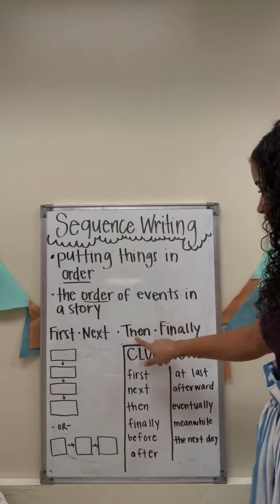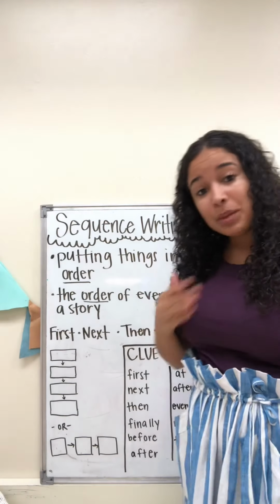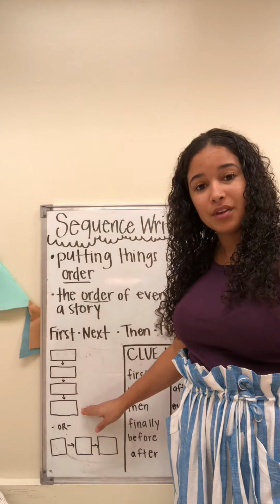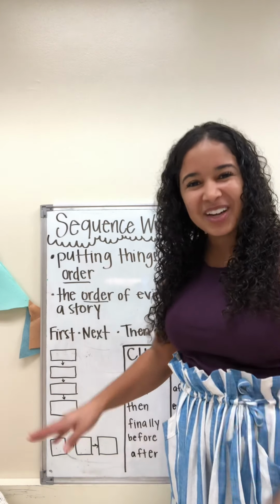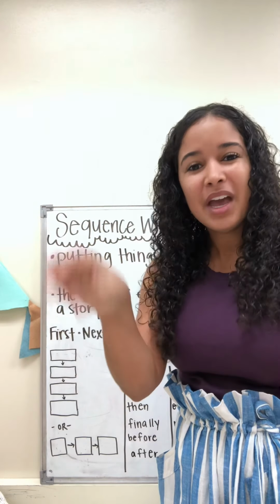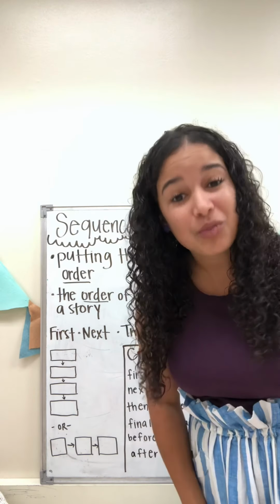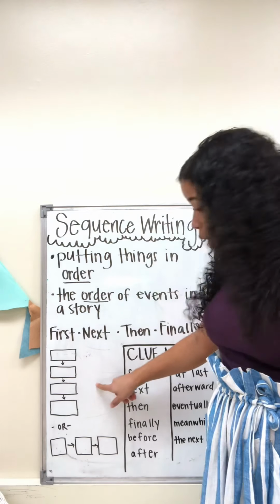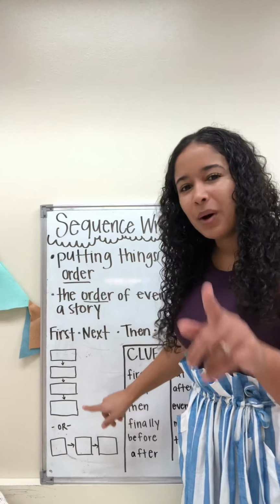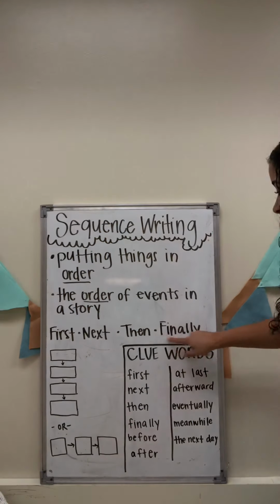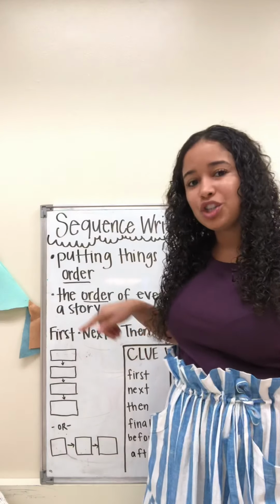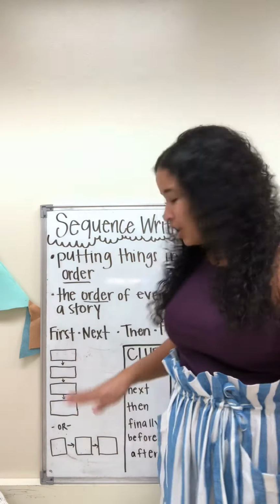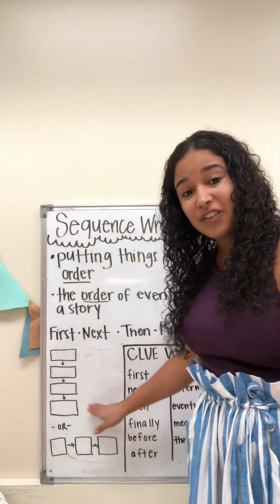How about this word, then? Would we put that in the first box, second box, third, or fourth? Oh, that's a tricky one. I see some fingers with 2 and some fingers with 3. And you're right. We can put then in the second box or the third box. But what about this word, finally? Would we choose to use the word finally in the first box? Absolutely not. We would use finally at the very end.